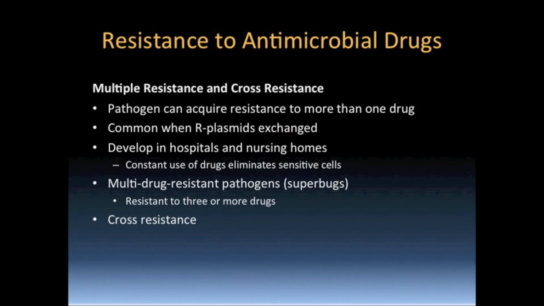These drug-resistant organisms are selected for in hospital and nursing home settings due to the constant use of drugs that eliminate the sensitive cells. Multi-drug resistant pathogens have also been referred to as superbugs because of the difficulty in treating them. In some cases, when a microbe develops resistance to one drug, it becomes resistant to similar drugs. This is known as cross-resistance.